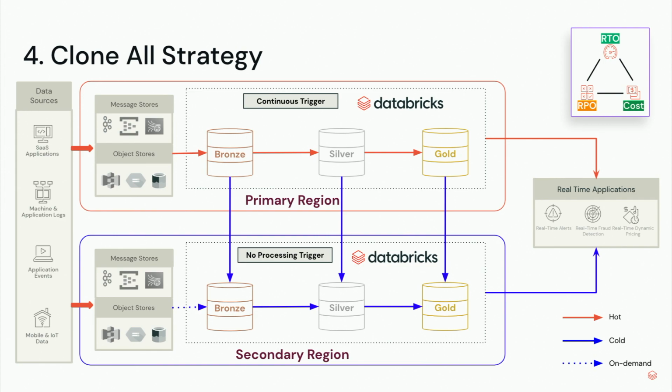In the clone all strategy, we are not recomputing silver and gold. Rather, all three layers, bronze, silver, and gold, are backed up from the primary system.